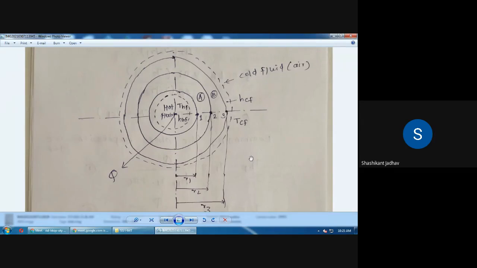Means in this case we have to consider the two layers of the cylinder, layer A and layer B. Okay, in the earlier equation there is only one layer. Now we have to consider the two layers. Means if we connect two or more layers bonded together, then that is nothing but composite. So we have to find out the value of Q.